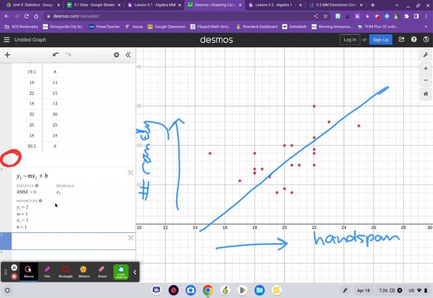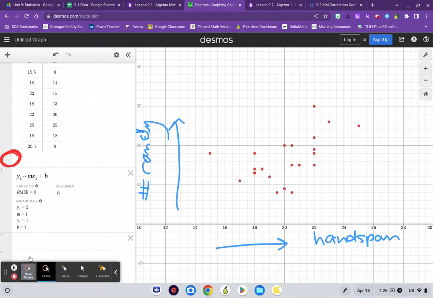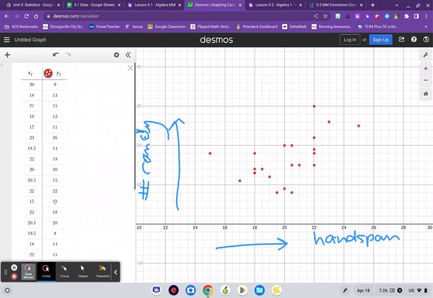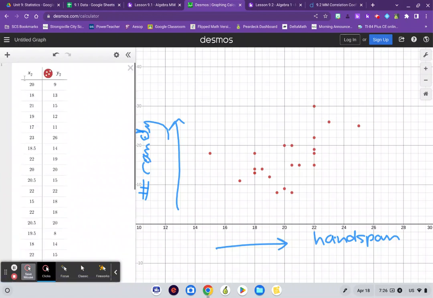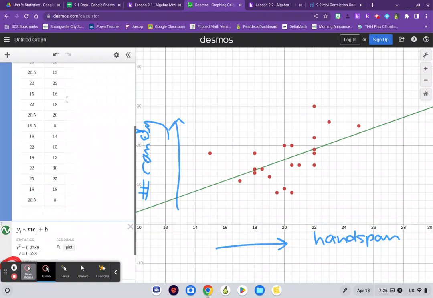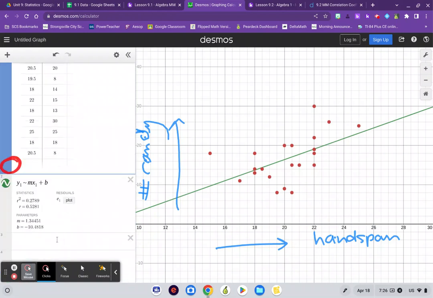And so let's see. I'm going to erase my line of best fit here. And so, that's because I have x1 and x2. My apologies. My table up here says x1 or x2 and y2. So I'm going to change it to say x1 and y1. There we go. That way when I go to write this equation, I have the information that I need.